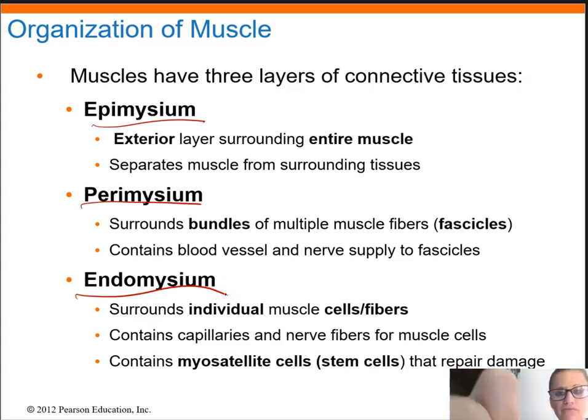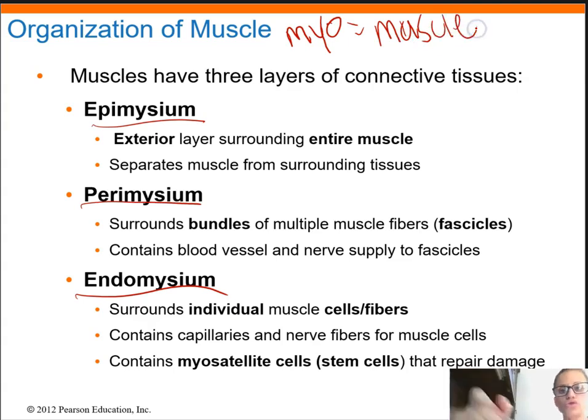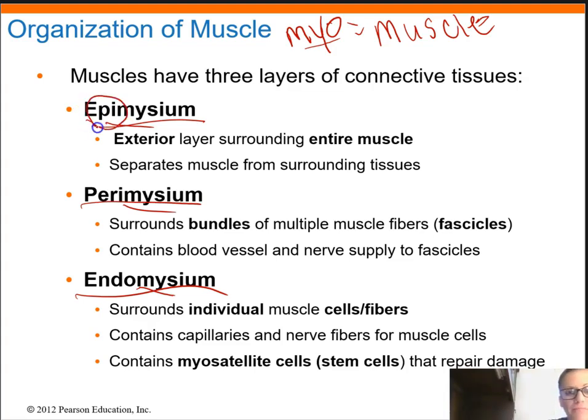Now, I'll tell you guys right off the bat, myo means muscle. So we'll see this root myo a lot. So looking at these layers, myo tells us that it's in the muscle. Epi means upon. So the epimysium is the layer upon the muscle.